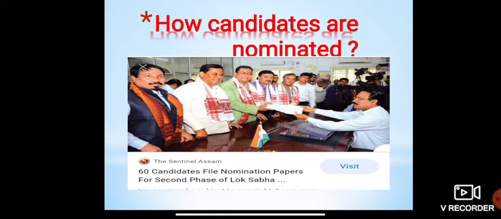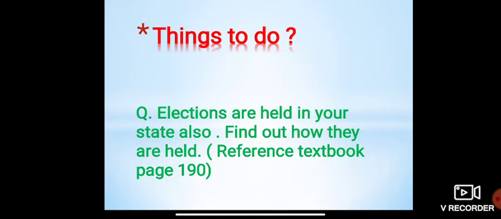That is all about our discussion for today. Now, things to do, which means your homework or assignment. Elections are held in your state also. Find out how they are held. You can refer to your textbook page number 190, where you will find the question under things to do. This is your assignment for today, and I want all of you to take it seriously and try your best.